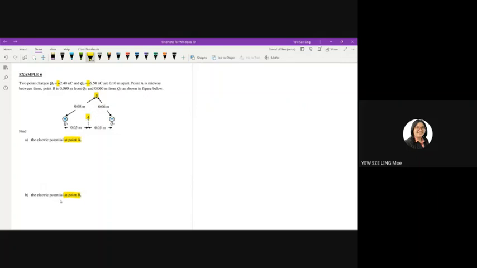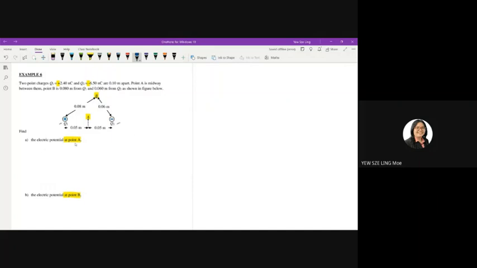For questions A and B, it's actually the same as your example 5. You look at the questions. Now you have a system of 2 charges. You don't care how many points are mentioned in the questions. You look at the amount of charges first. So you are given 2 charges, Q1 and Q2.